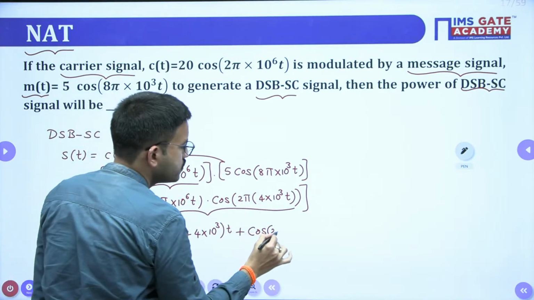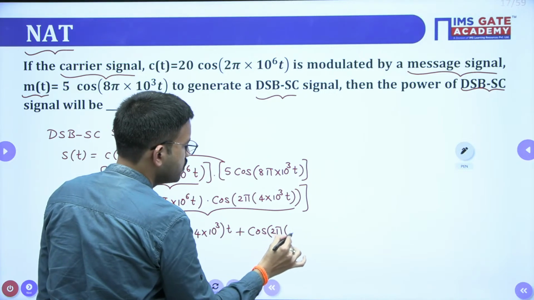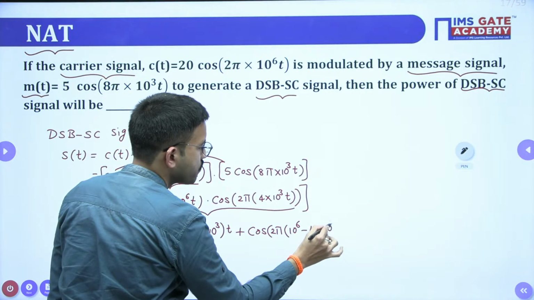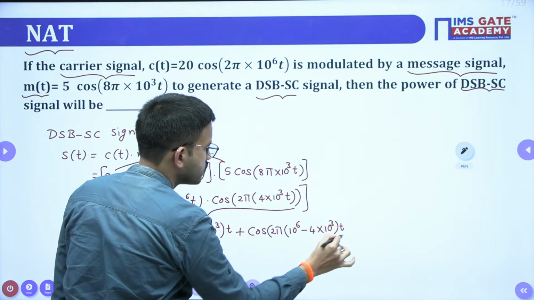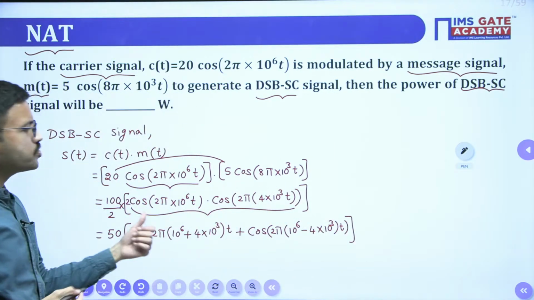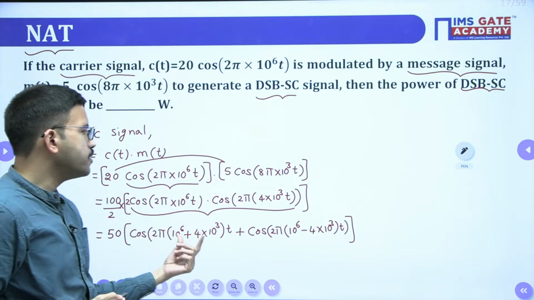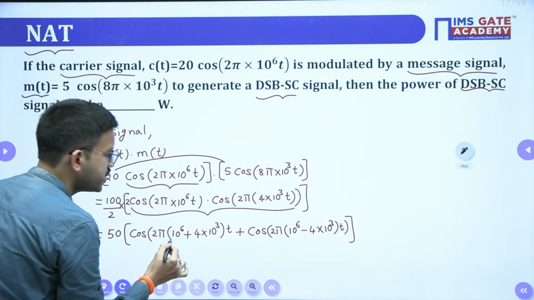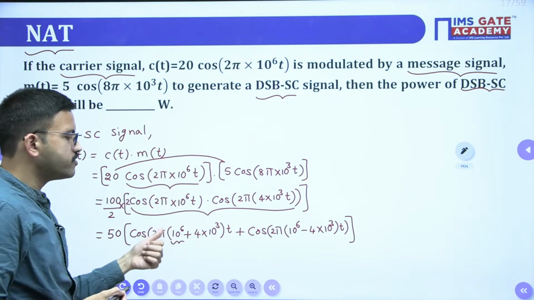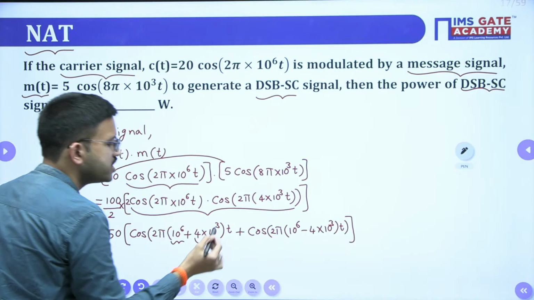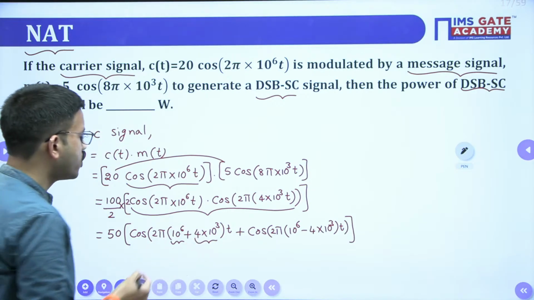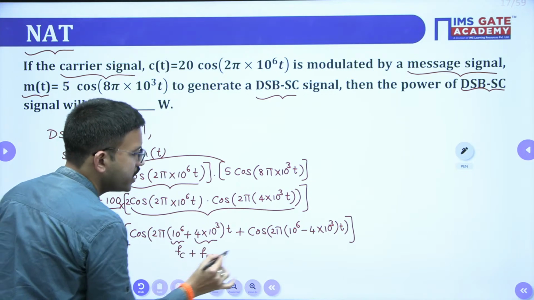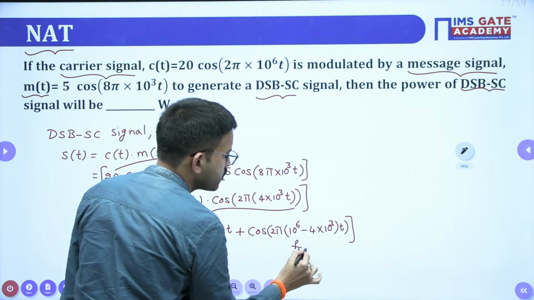2 pi into 10 power 6 minus 4 into 10 power 3 into t. 2 cos A cos B is nothing but cos sum plus cos difference. Now if you observe, 10 power 6 is nothing but the carrier frequency and 4 into 10 power 3 is nothing but the message signal frequency. So what you are getting here? Here you are getting FC plus FM and here you are getting FC minus FM.